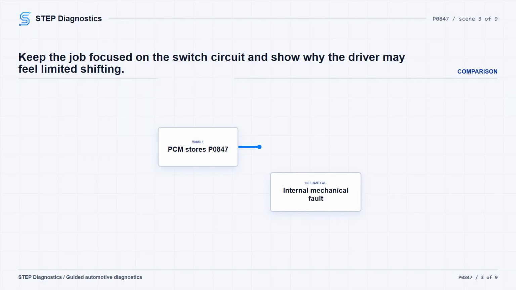One key point on this code: this diagnostic path treats P0847 as an electrical circuit problem, not a mechanical transmission problem. Also know that if P0847 is stored in the PCM, the fail-safe function keeps the transmission from shifting to any gear other than third or sixth gear. So do not chase hydraulic or internal mechanical causes first. Stay focused on the switch signal circuit until the electrical checks tell you otherwise.